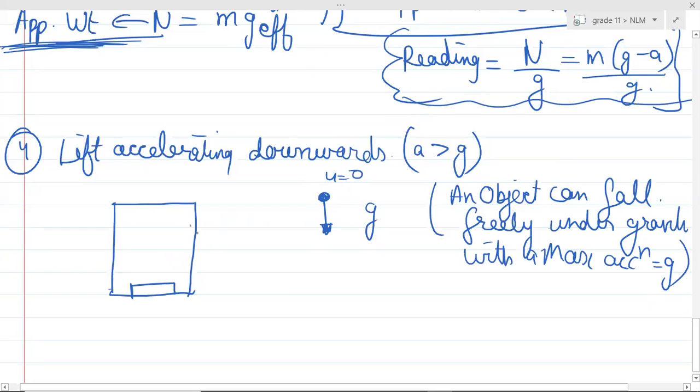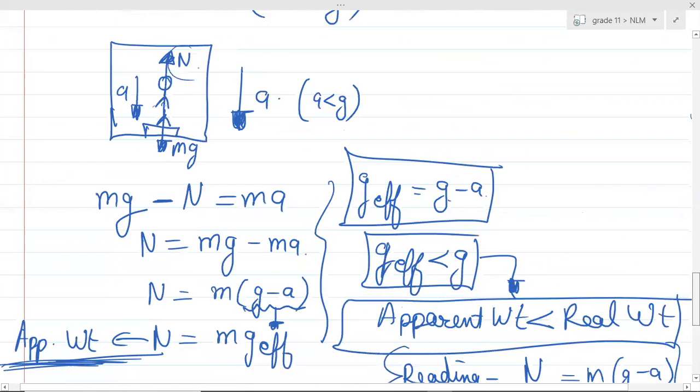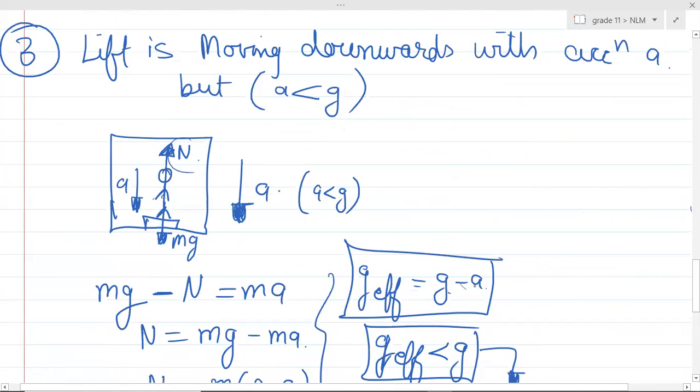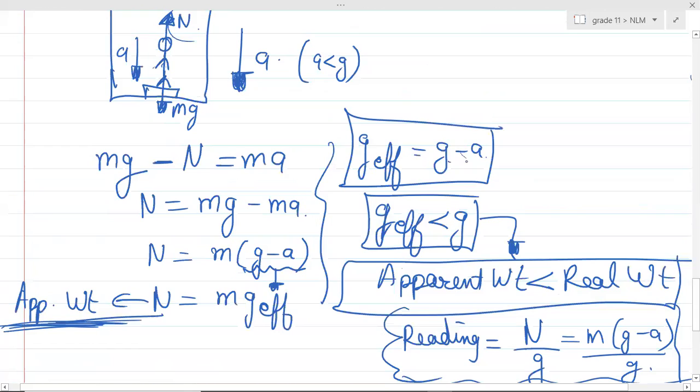Now, when your lift goes with an acceleration greater than g, what has happened? What happens over here? See, suppose this is the guy. Again, normal reaction, mg up, right? So now see the previous case, guys. If a is greater than g, then g effective will be negative. Here in this case it was positive, right?